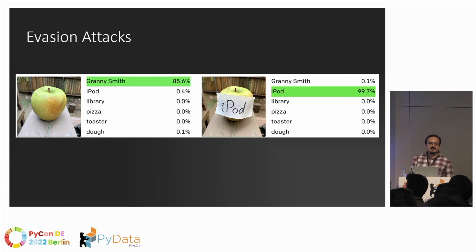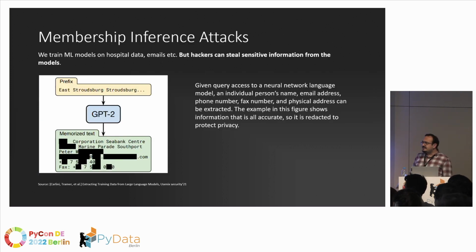And it is not just computer vision. You can really fool any kind of model. Models that are trained on text data, models that are trained on tabular data, models that are trained on audio data, it doesn't matter. You can craft these inputs very easily. That is the problem.